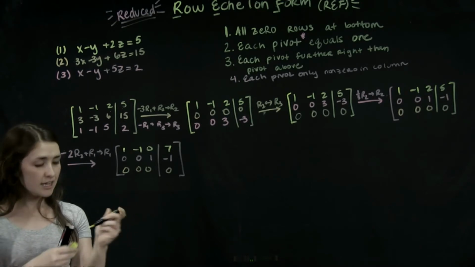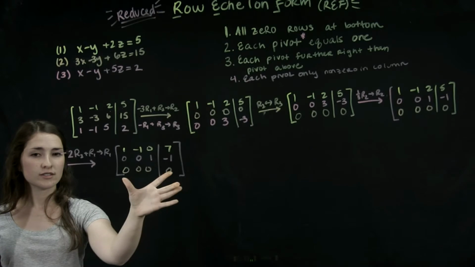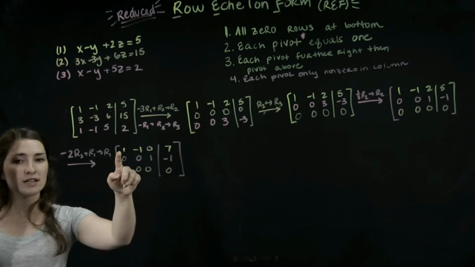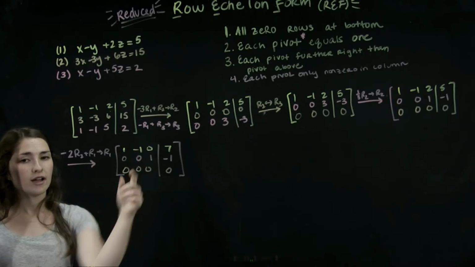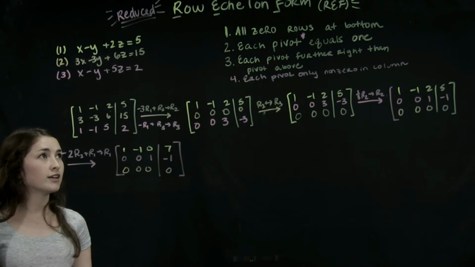So now, is this in our REF? Are all 0 rows at the bottom? Check. See the 0 rows all the way at the bottom? Each pivot equals 1. Okay, so the first non-zero term in this is equal to 1. First non-zero term in our second row, equal to 1. We have no non-zero terms in row 3, so we are set on condition 2.